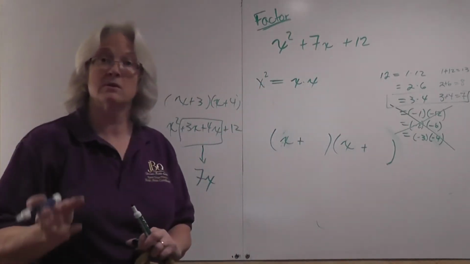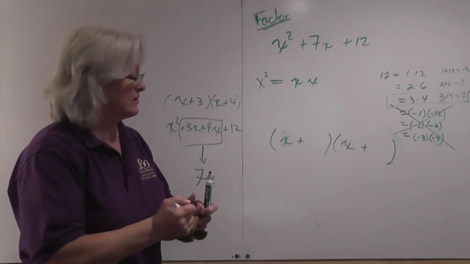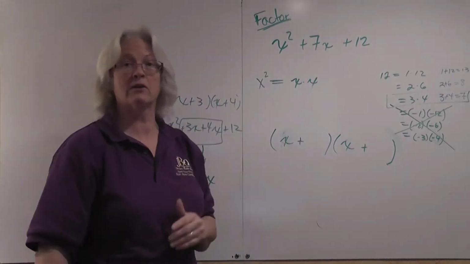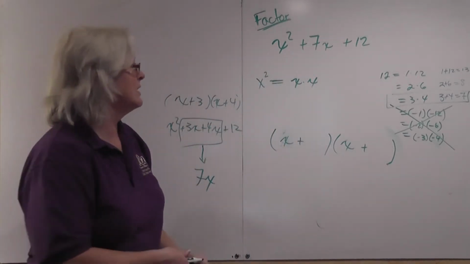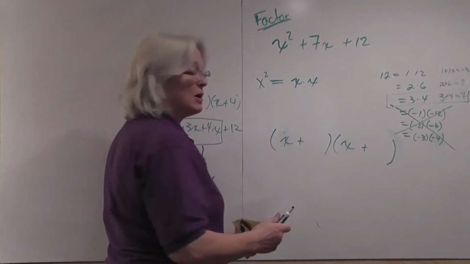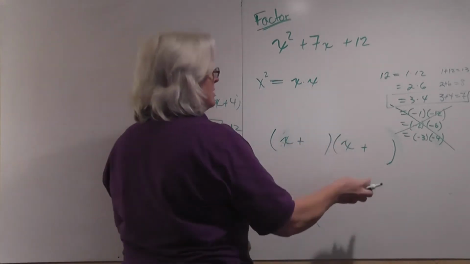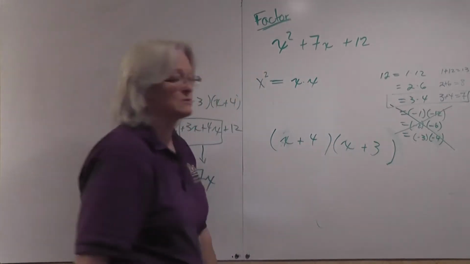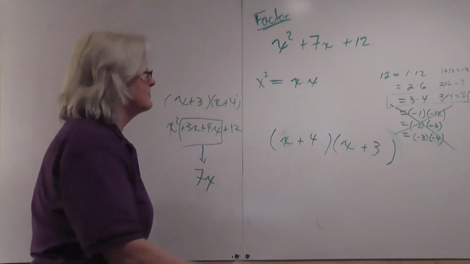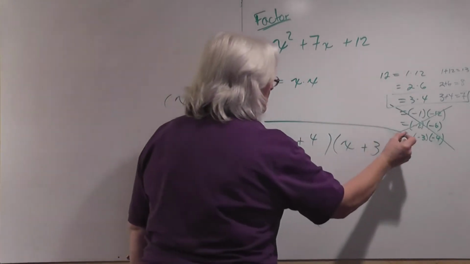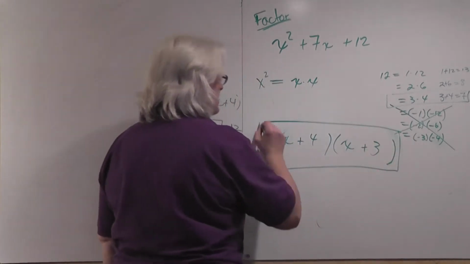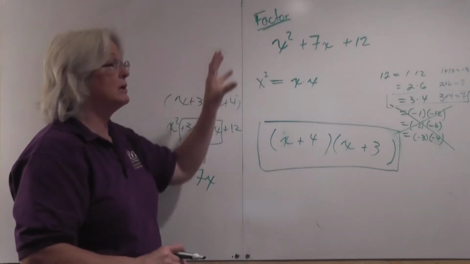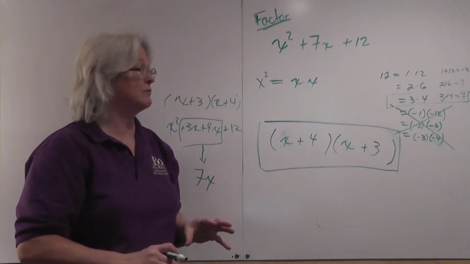So it's that pair of factors, the 3 and the 4, that we're going to use to factor x squared plus 7x plus 12. Both of these are positive, so randomly pick which one of these. x plus 4 times x plus 3. This right here is the factored form of the trinomial x squared plus 7x plus 12.